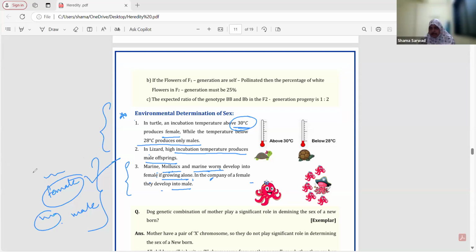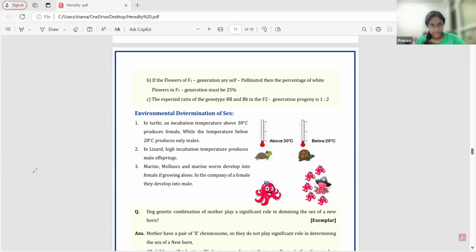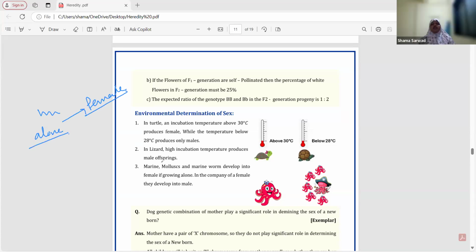For mating, they need a partner. Two worms need a partner. Two mollusks need a partner. Now, if one mollusk or worm is growing alone, nobody is there, at that time it will turn into female. So simple. If one of the partners, anyone from infant to adult, grows alone, it will be converted into female or it will generate female. But if the mother is with them, then they grow into males.